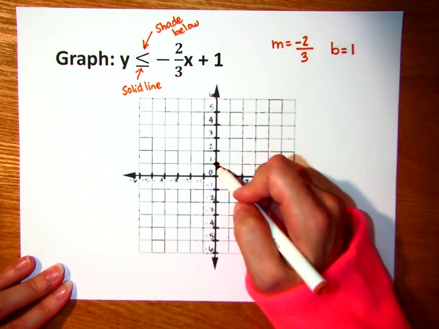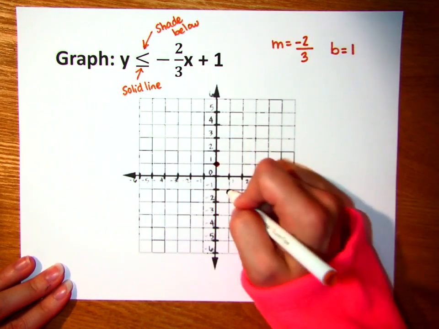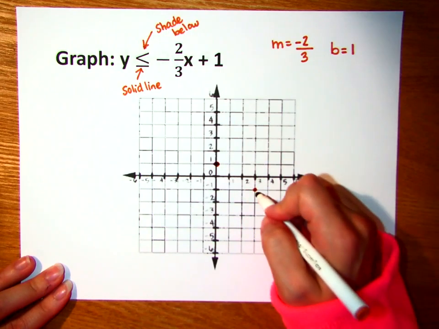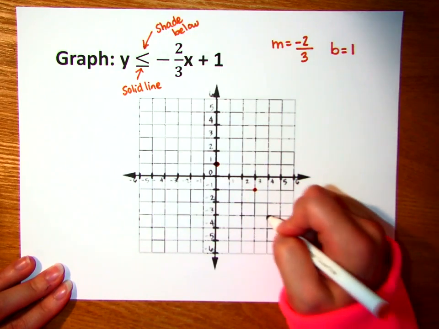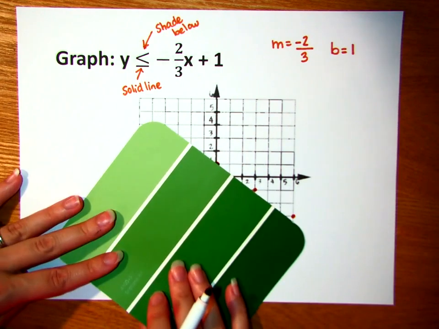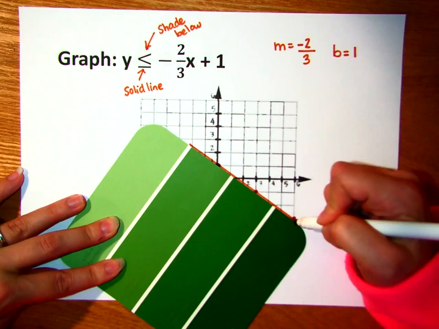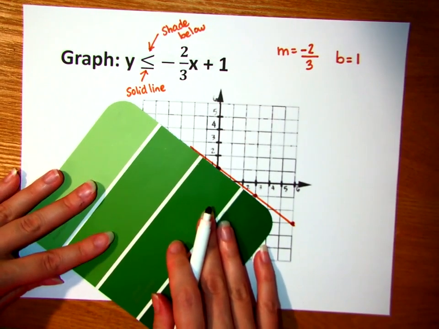B is 1. From here, we're going to fall 2: 1, 2. Run 3: 1, 2, 3. Fall 2: 1, 2. Run 1, 2, 3. And then you want to use that straight edge. We're going to be giving it a solid line. Go a little farther up.